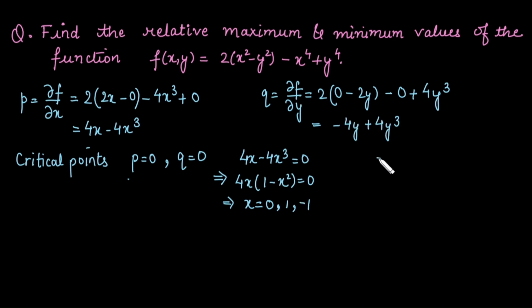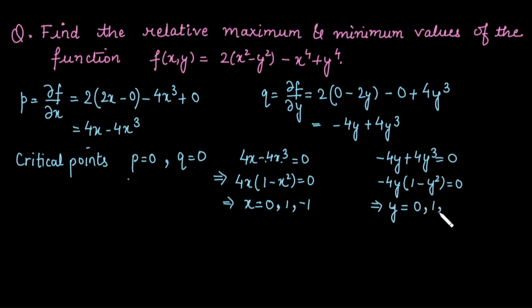Put q equal to 0. Taking minus 4y outside, the remaining terms are 1 minus y squared equal to 0. This implies y is equal to 0, and from here, 1 and minus 1. We are getting 3 values of y, that is 0, 1 or minus 1. Same for x, 0, 1, minus 1.